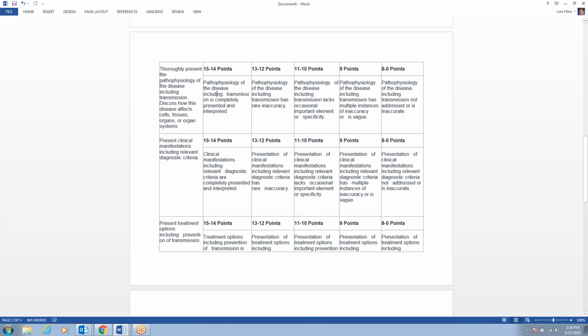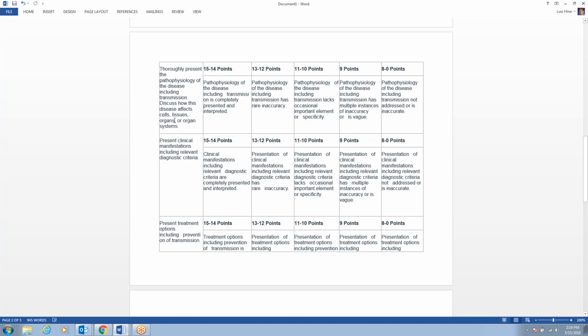All right, so then we're going to go here. You're going to present the pathophysiology of the disease. So how is this disease affecting the human body? How is it transmitted? Do we catch this from people coughing? Is it airborne? Do we catch this from touching things, eating things, mosquito bites, whatever the vector is or way of transmitting the disease? You want to share that with them.